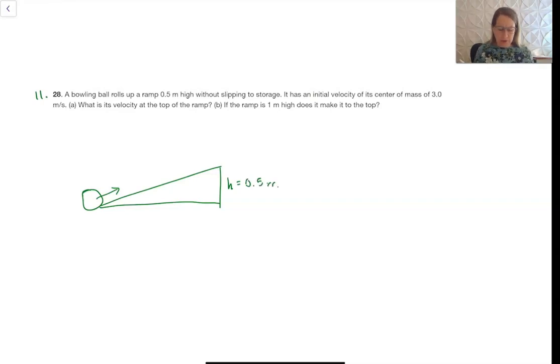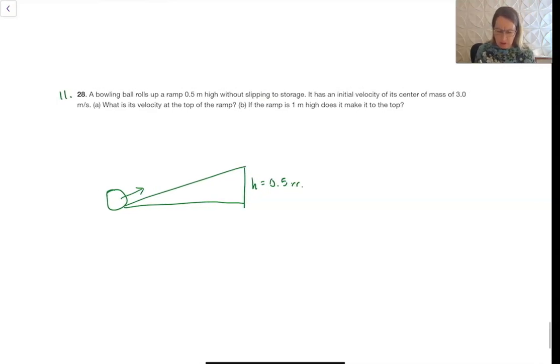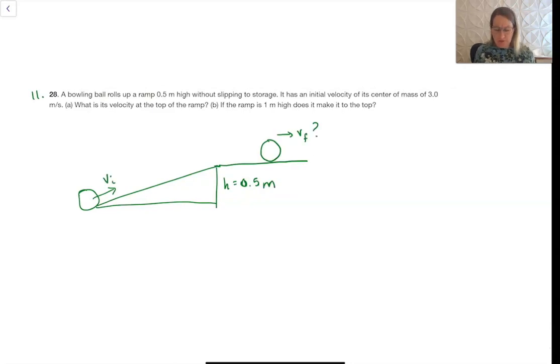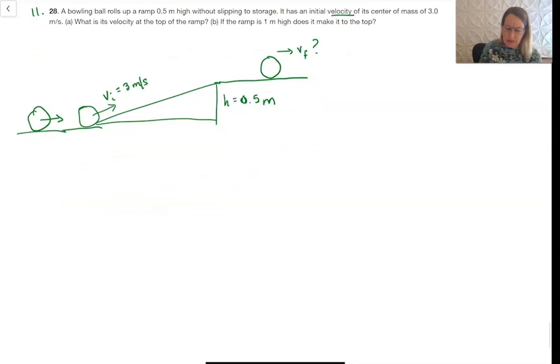And we're going to need to calculate how fast it's going at the top of its height, which means we want to find V final at the top, okay? And the initial velocity of the center of mass is 3 meters per second. That's really the speed that it had before it got to the ramp. And so this is set up very nicely for energy conservation. So we're going to look at that.